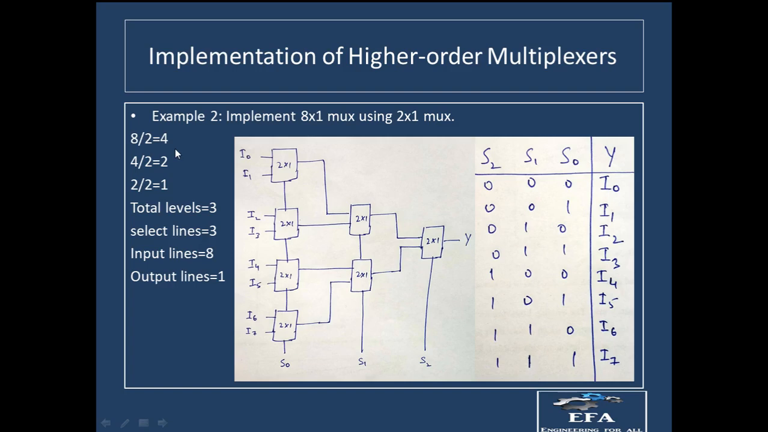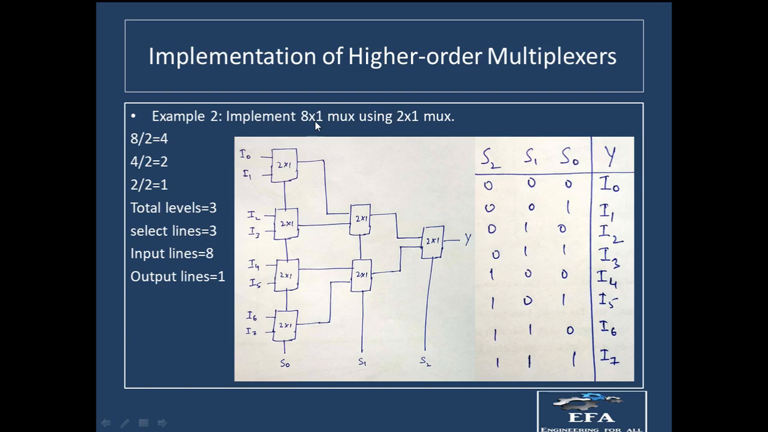So in total we need 4 plus 2 equals 6, plus 1, 7 multiplexers. And how many levels will there be? 1, 2 and 3 levels are required. So this will be level number 1, level number 2 and level number 3. So total levels are 3, and select lines required are 3, because an 8:1 multiplexer has to be implemented, and 8 can be written as 2 power 3.